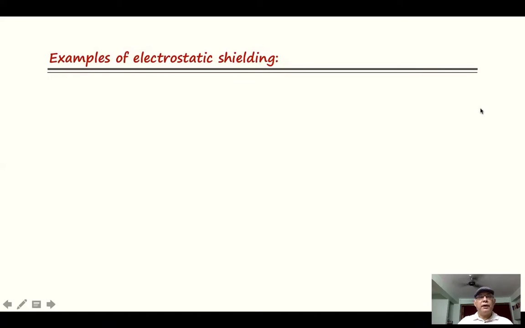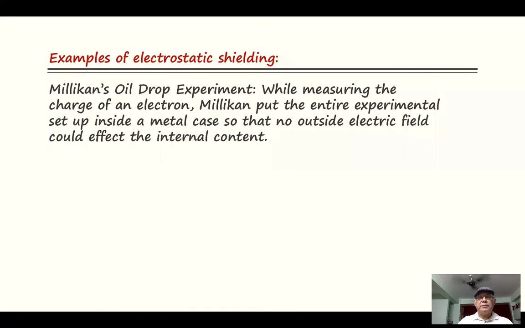Examples of electrostatic shielding. Millikan's oil drop experiment. While measuring the charge of an electron, Millikan put the entire experimental setup inside a metal case so that no outside electric field could affect the internal content. You will learn about Millikan's oil drop experiment later when you study atomic physics.